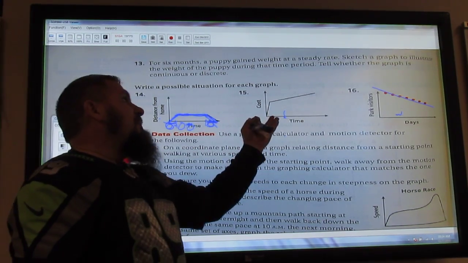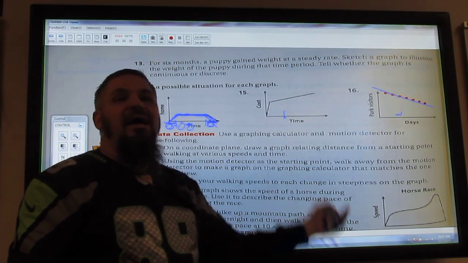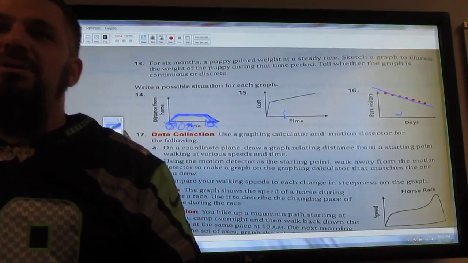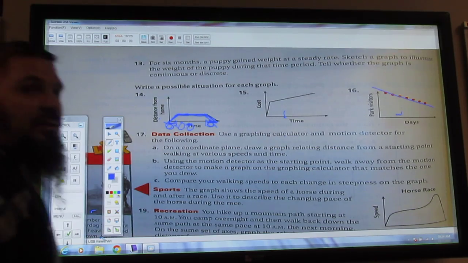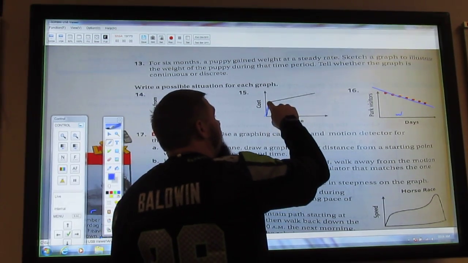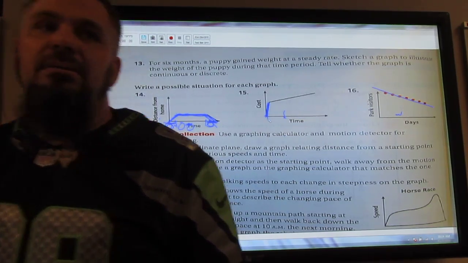What about this one? What am I doing here? Something that costs versus time, right? So everything costs money, right? But over time, some things don't cost as much. And in this case, it still goes up. It just didn't go up as much. So it went up really a lot in the beginning.